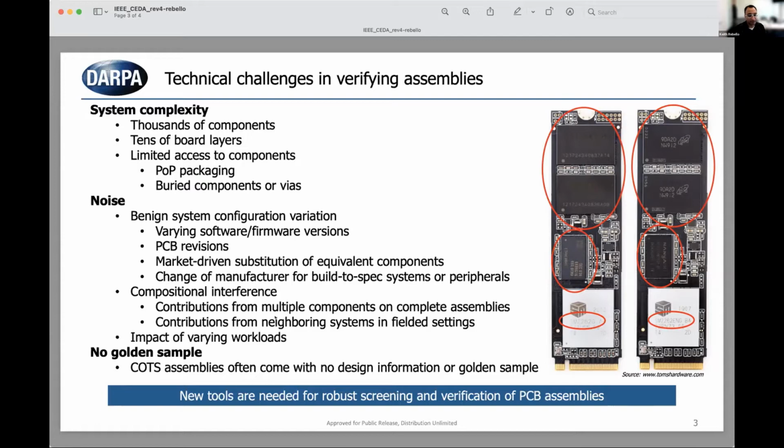We have a lot of different noise sources. On the right of this slide, you can see two SSDs. These are identical model numbers from the manufacturer, but you can notice some interesting things just looking at the big components on these devices. We have different SRAM suppliers. We have different flash memory suppliers. We have a different SSD controller chip. How do we tell if these are benign or malicious things?